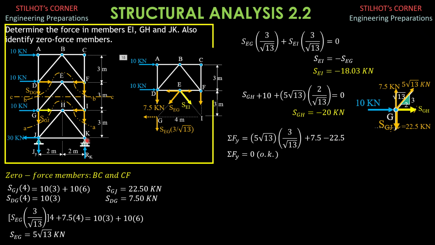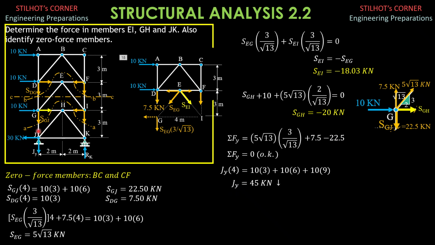Summation moment about K equals 0. Counterclockwise positive, so JY times 4. Then this passes through K, so it is not involved. Then equals 10 times 3 plus 10 times 6 plus 10 times 9. Solving for JY is 45 kilonewtons downward.